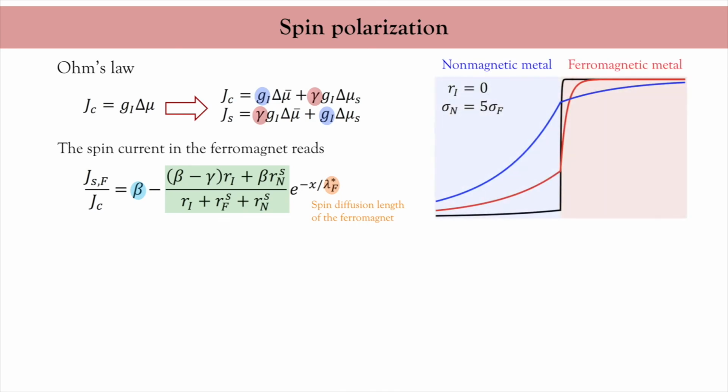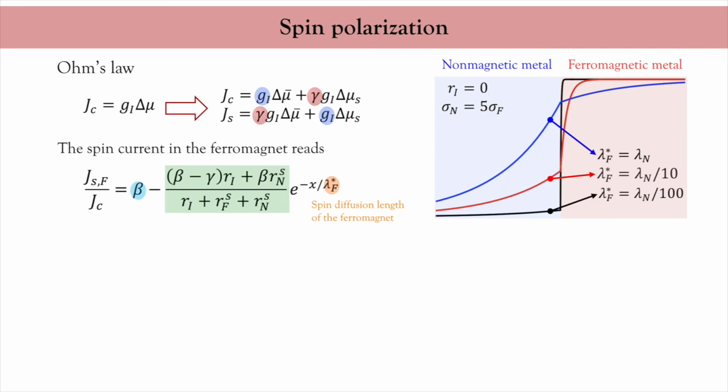In this calculation, I turned the interfacial resistance to 0 for simplicity. The blue curve is the spin polarization profile when the spin diffusion length of the ferromagnet is very long. And you see that the spin polarization saturates only far away from the interface. Now, if I reduce the spin diffusion length, you see that I can get maximum polarization closer to the interface.